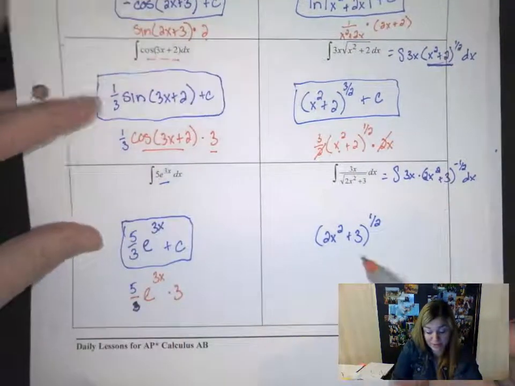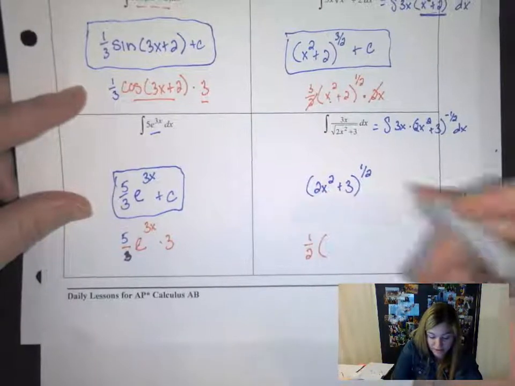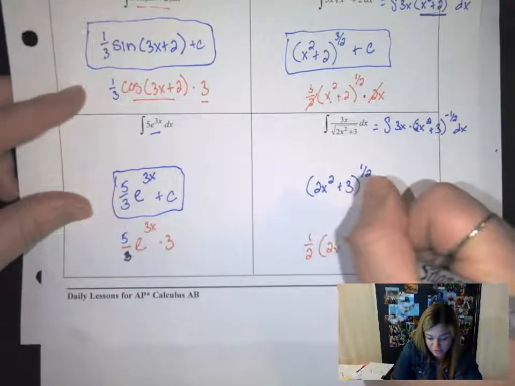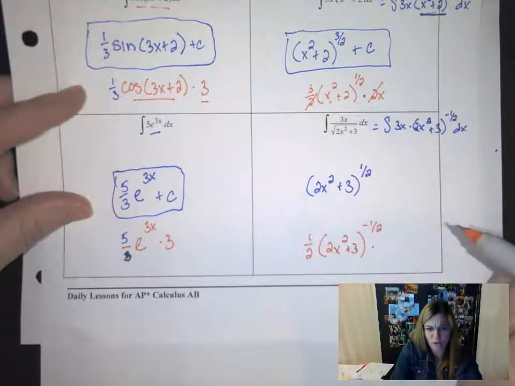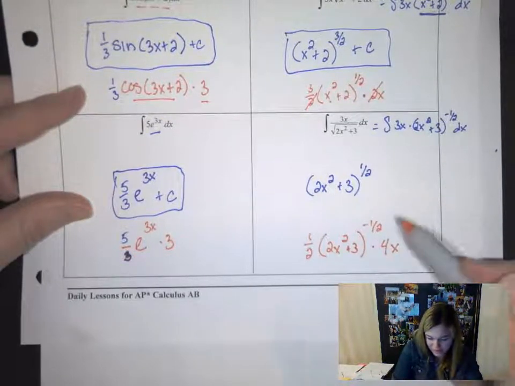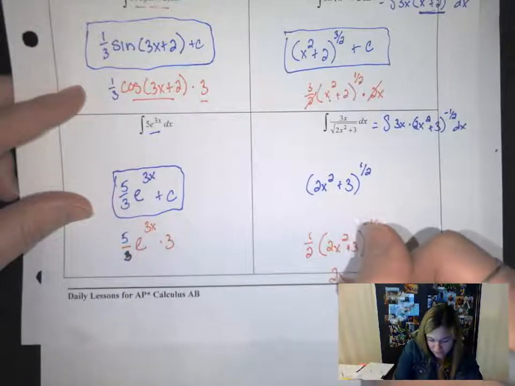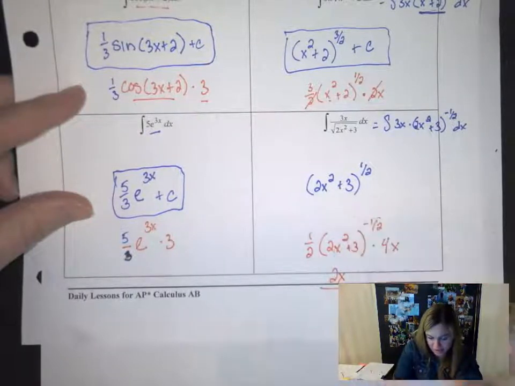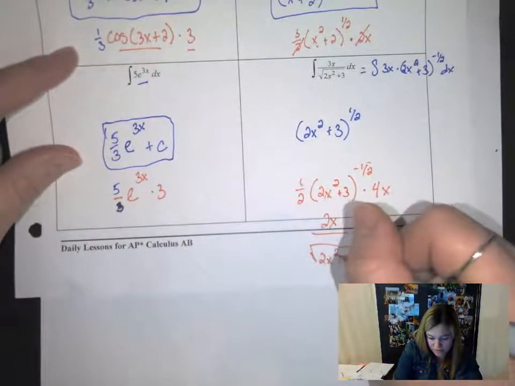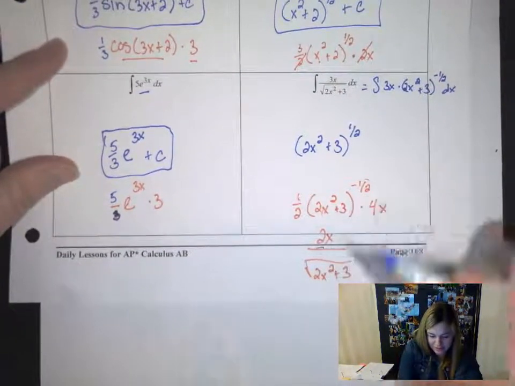This is very simplified, and I'm just going to see what happens if I take the derivative. I have 1/2. New exponent is negative 1/2. I leave the inside alone. Wow, times the derivative of the inside. So all of this together, 4 times 1/2 would be 2x over the square root of 2x squared plus 3. So what I can see is that the difference here is this has a 2, this has a 3.